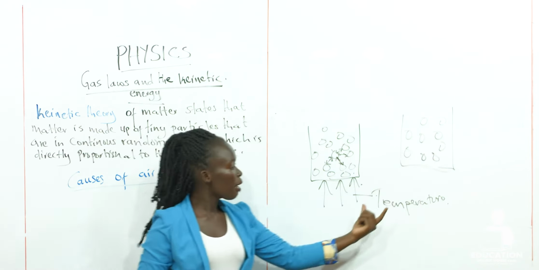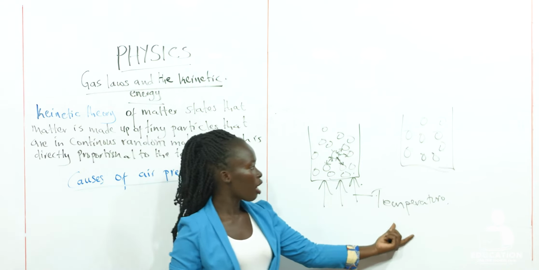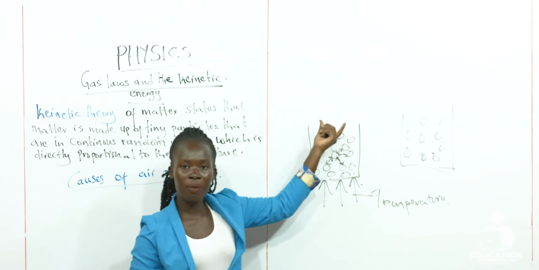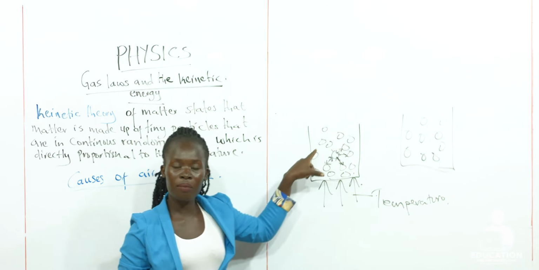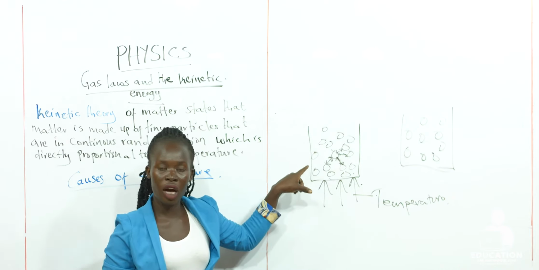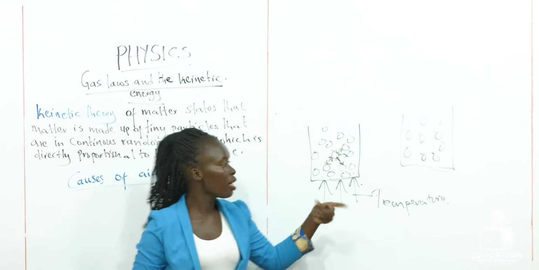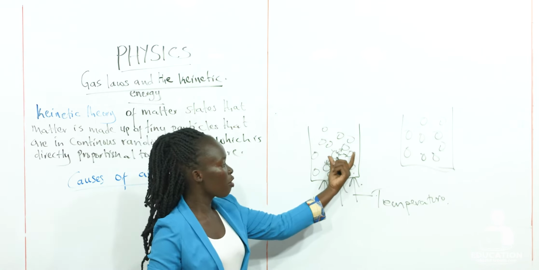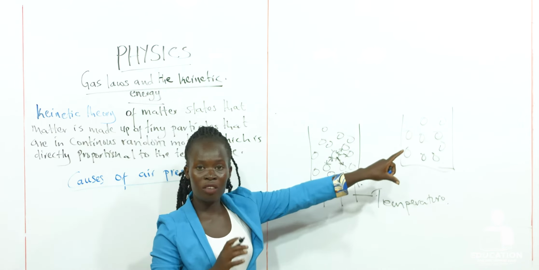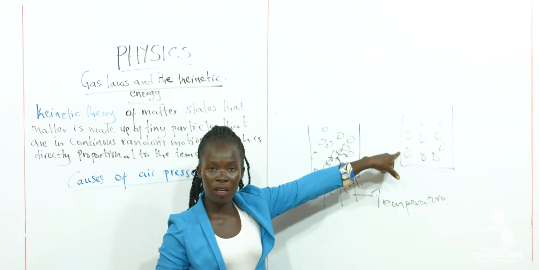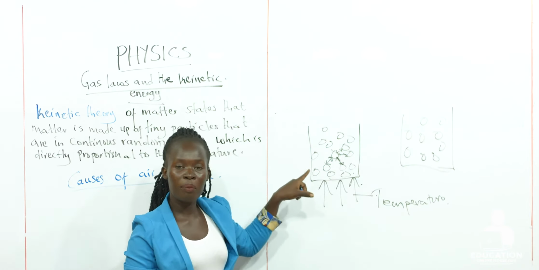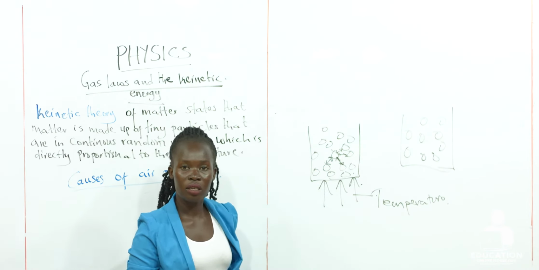So every time you increase the temperature, the kinetic energy of these molecules will be increased. The bonds of attraction between them will be loosened, so they are going to be moving faster. If they expand, that means the volume is increased. But then how would you keep the pressure constant?